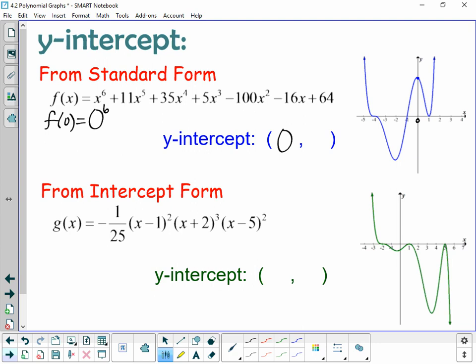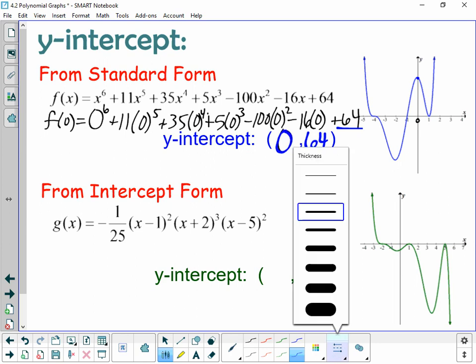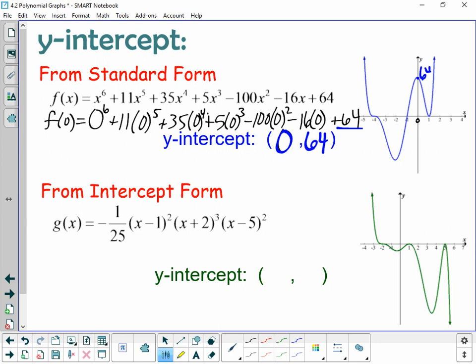F of 0 is 0 to the 6th plus 11 times 0 to the 5th plus 35 times 0 to the 4th plus 5 times 0 to the third minus 100 times 0 squared. And probably so far you've been able to do that in your head. Minus 16 times 0 plus 64. Well, that's a whole lot of 0 plus 64. The y-intercept of this function happens at the point 0, 64. So it has a height of 64.